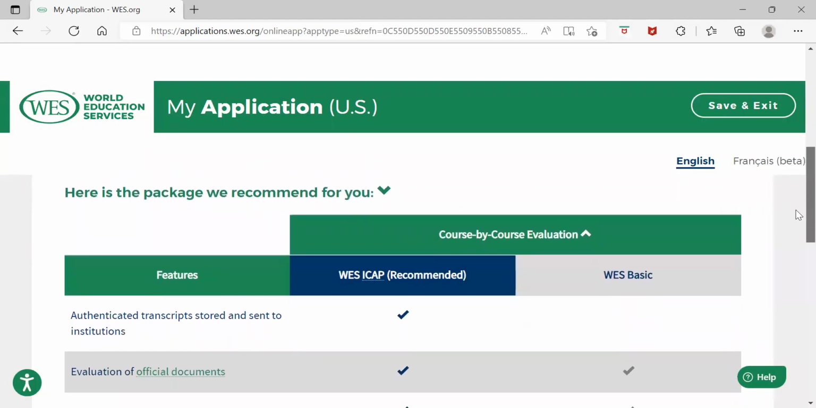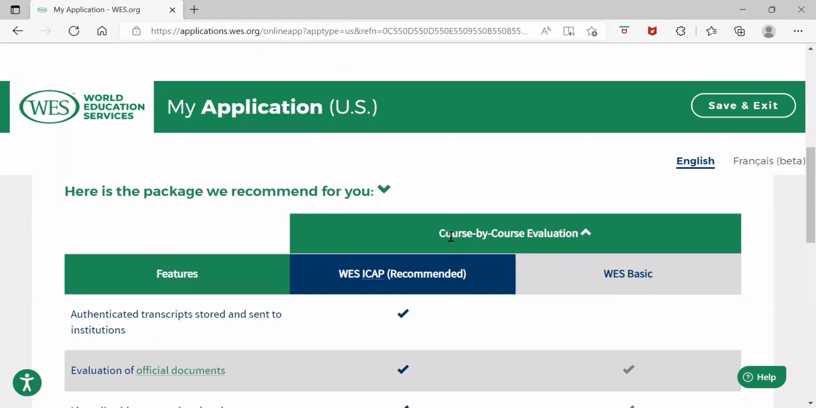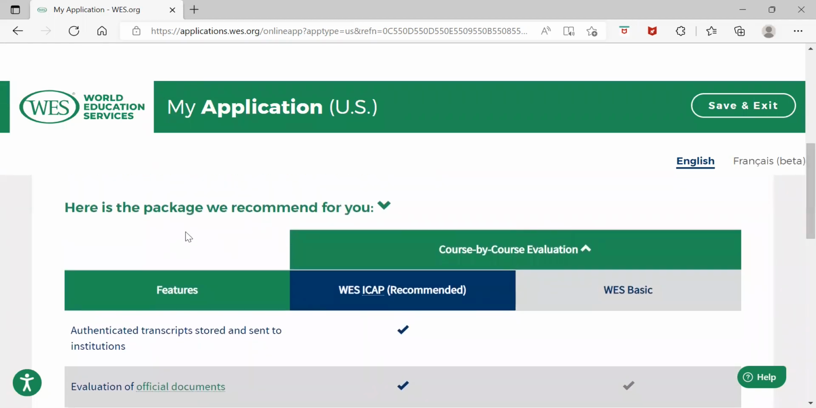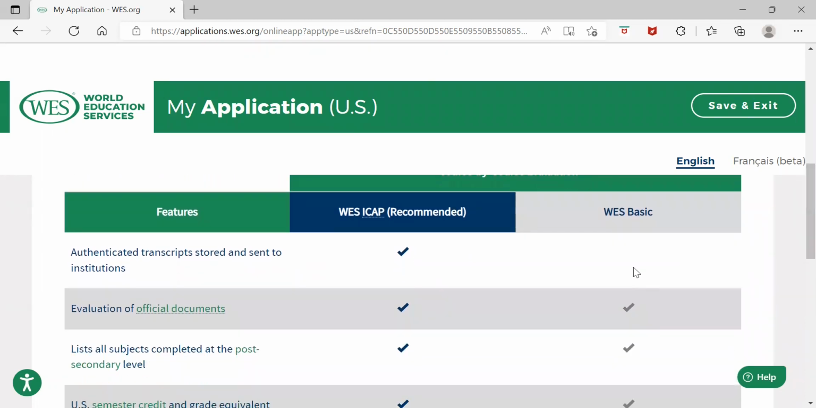And one thing you also need to know is that after paying that payment, WES is going to generate what we call a reference number for you. Anytime your document is coming to WES, you need to put that reference number. In fact, I will tell you that the reference number is even more important than your name.